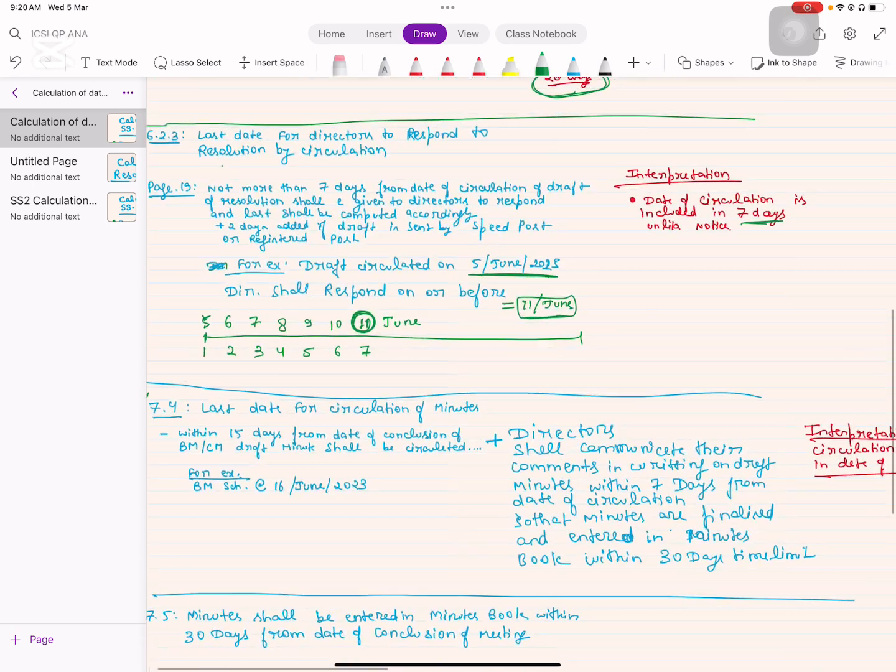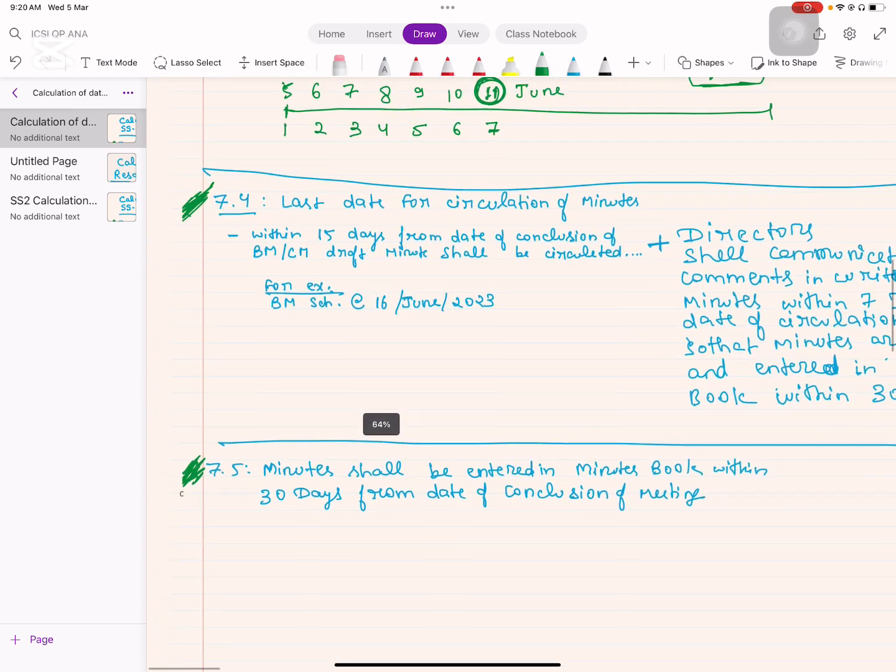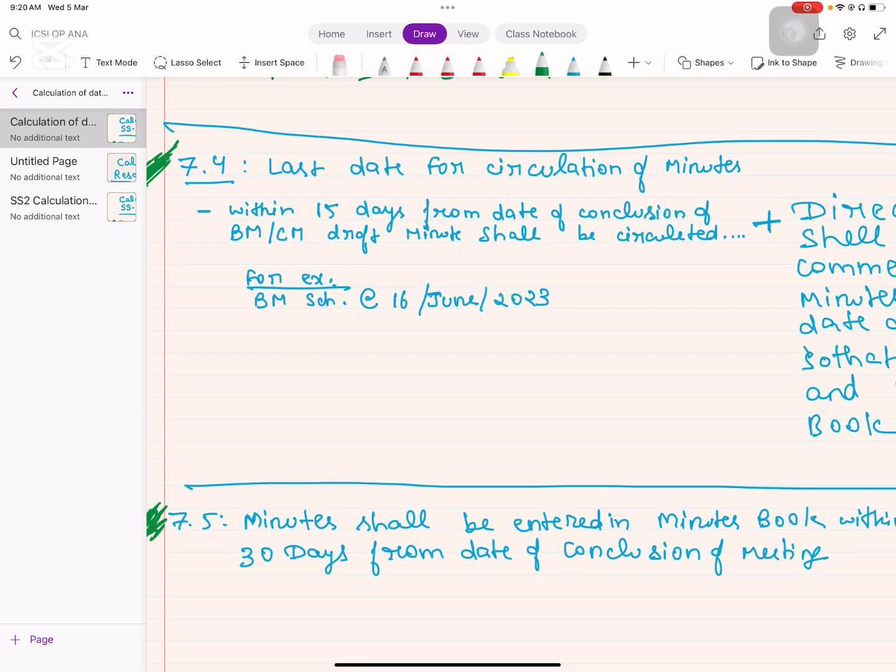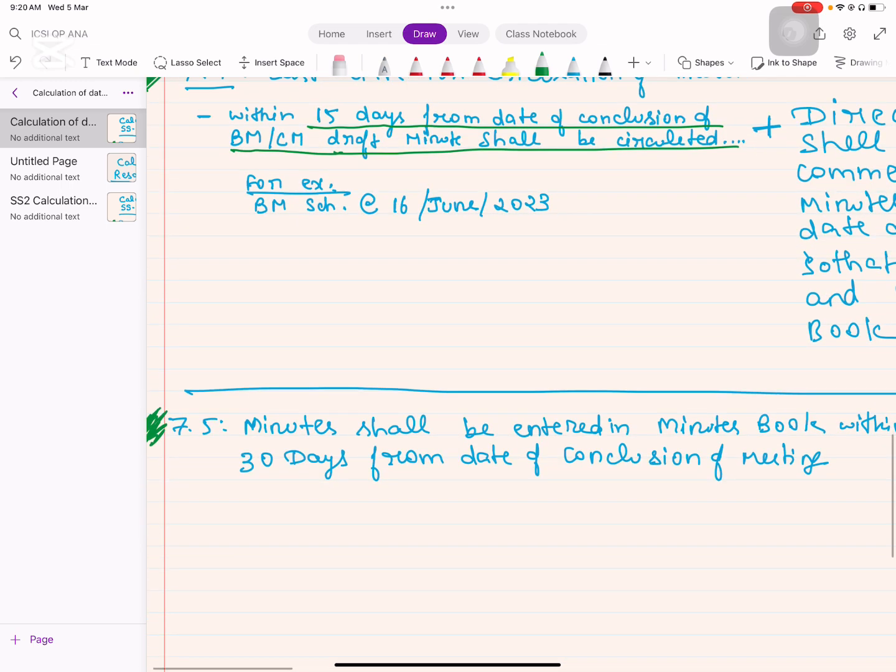Now let's move on to the fifth point. Last date for circulation of minutes. That is, 15 days from date of conclusion of board meeting, draft minutes shall be circulated. Again, this 15 days will include the date of board meeting. Again, we will draw a time chart. Our date is 16th June. Now we will start counting 15 days from this 16th June.